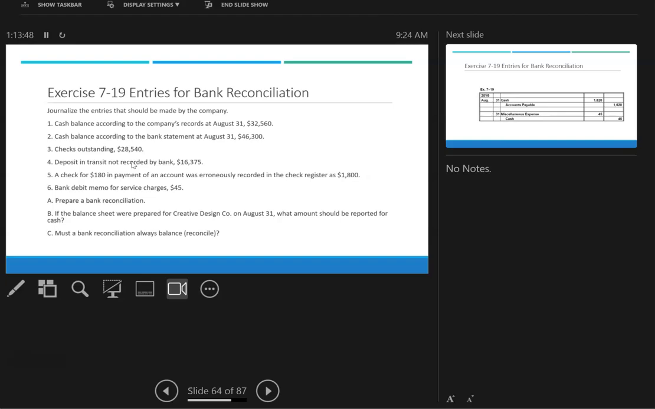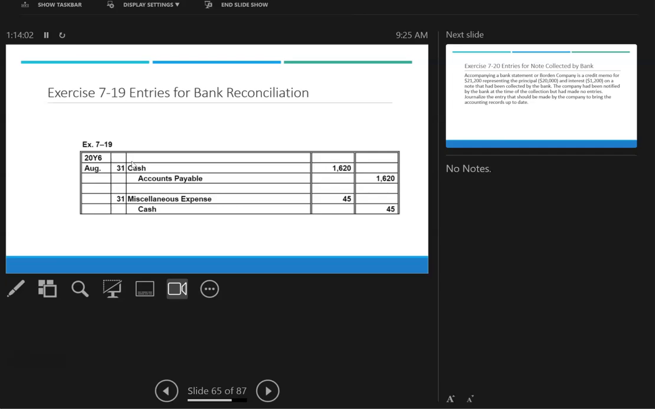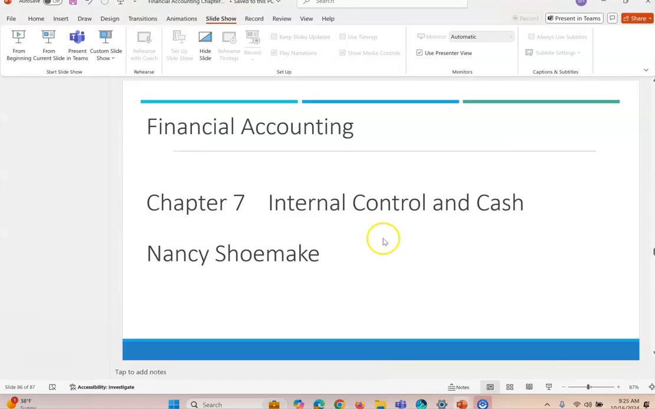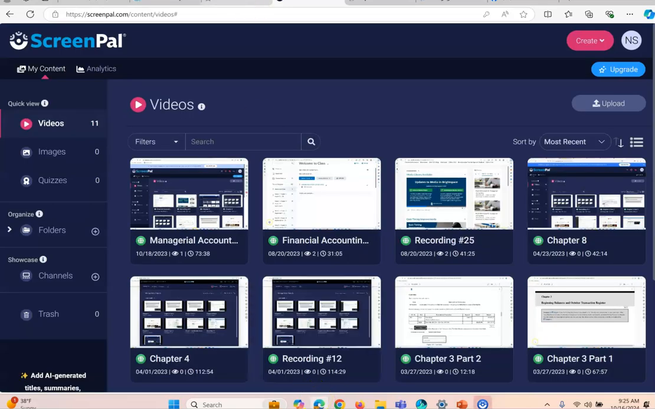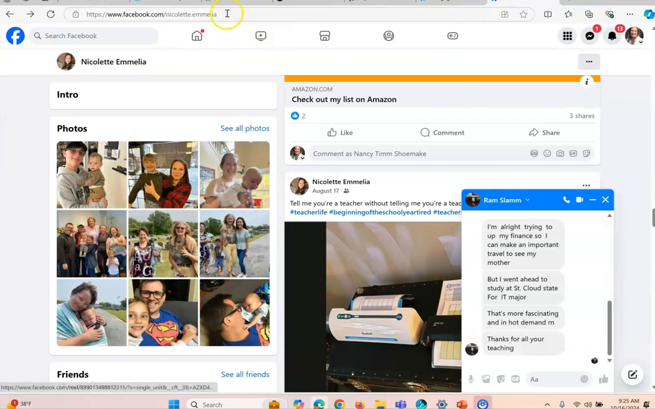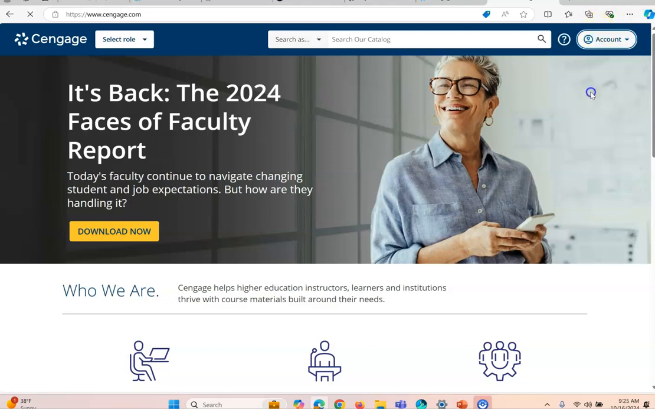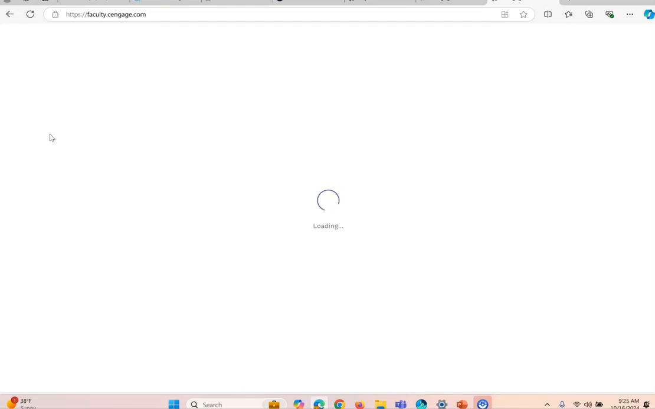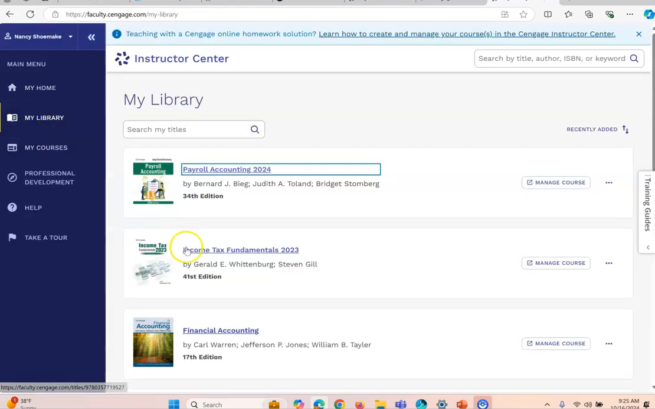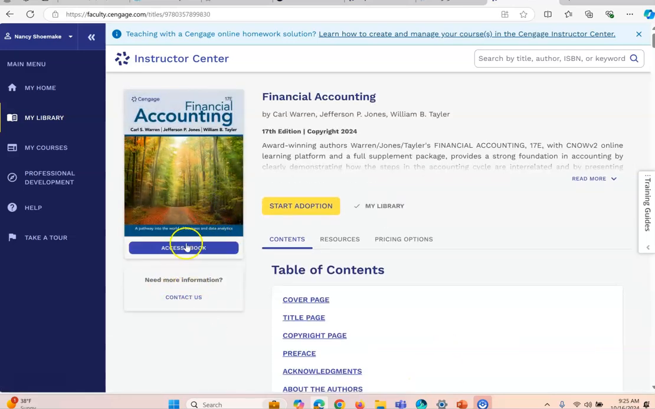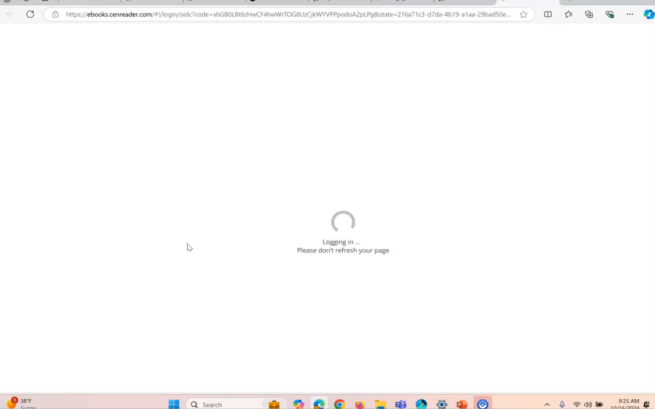A check for $180. Oh, did I just do the same one again? I am sorry. I think I did that same one again. So let me go find this one real quick. I just want to get it right. 7-19. Let me pull this up.